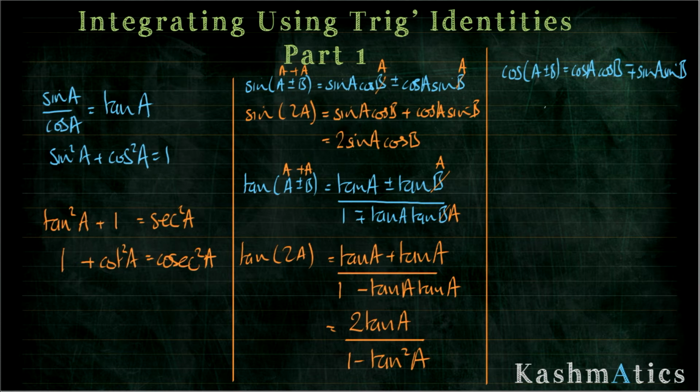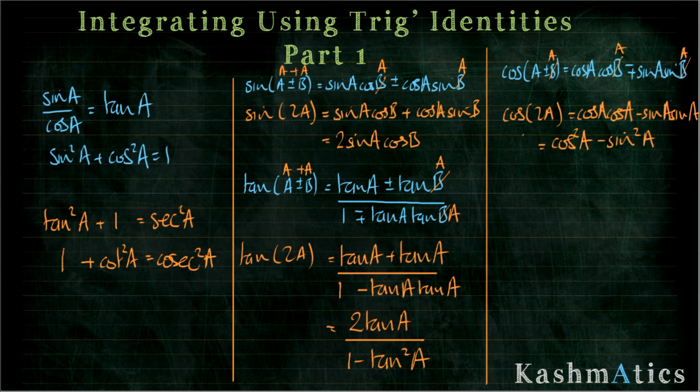And finally, we've got the cos of a plus and minus b, which is cos a cos b minus plus sine a sine b. So just like before, let's try and get cos 2a by replacing b with a. And what we get is cos a cos a minus sine a sine a, which equals cos squared a minus sine squared a.